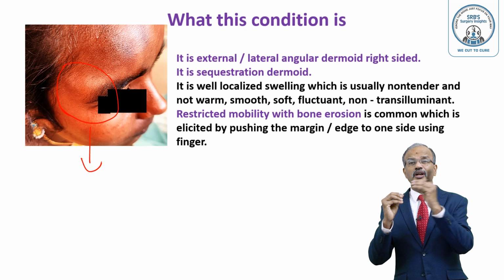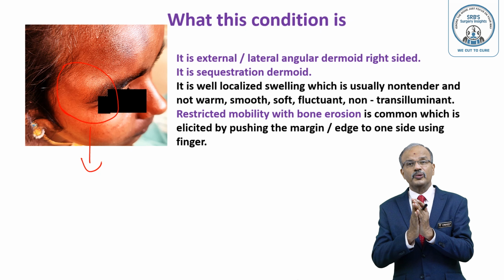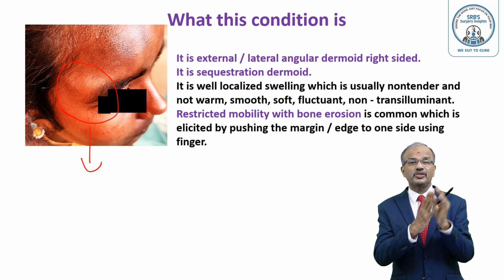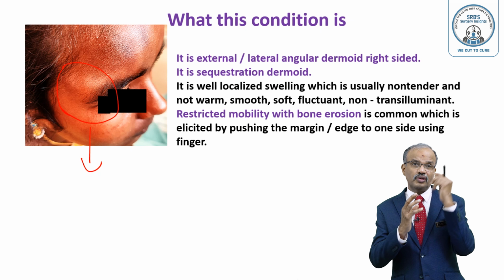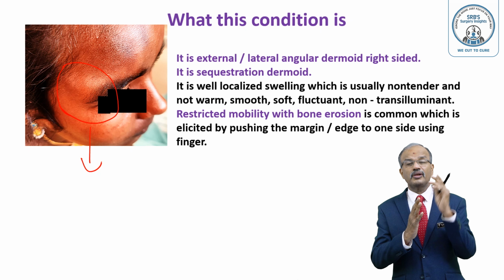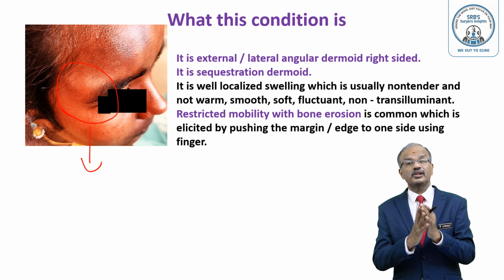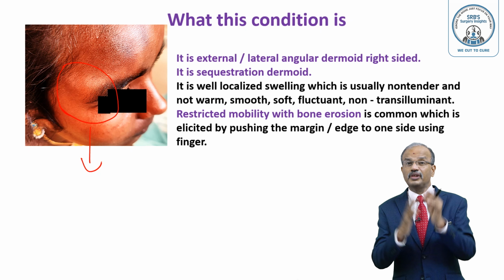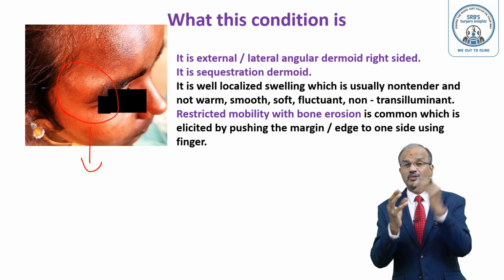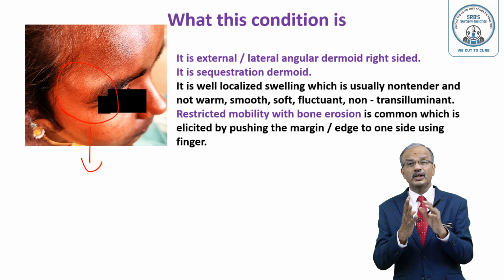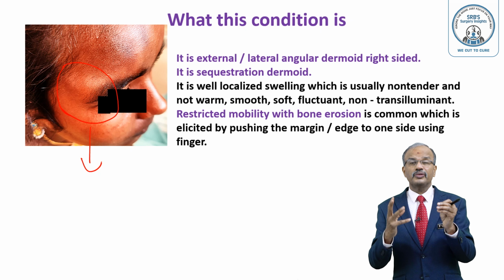So different places, different lines of fusion are there. You have to remember, for a particular dermoid cyst, what is the line of fusion. So for the lateral angle or external angular dermoid, this swelling whatever you see here, it is at the frontozygomatic suture line. So that's usually an MCQ question. Especially the preauricular, postauricular, lateral angular dermoid, midline dermoids. So you should know what suture line it happens at.